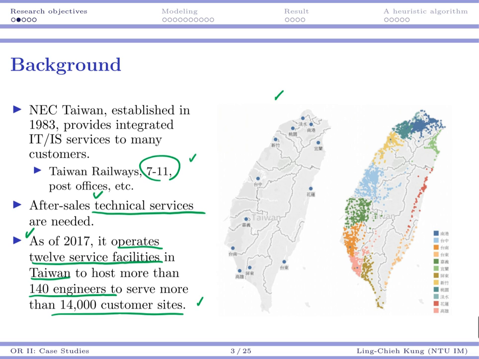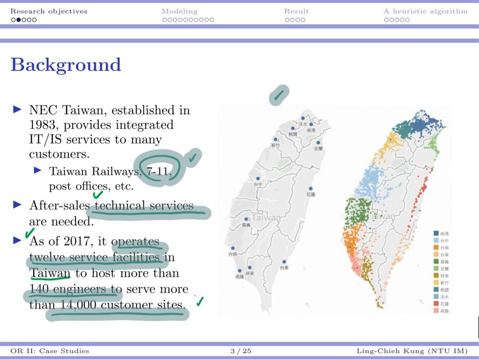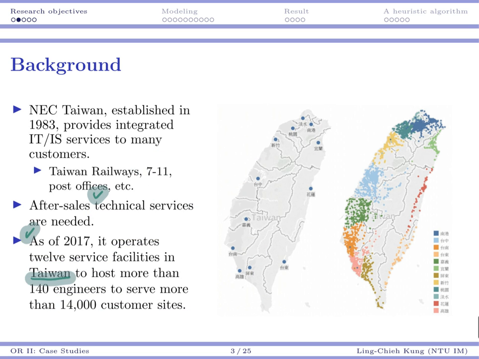You may see the Taiwan map here. If you cannot read Chinese characters, that's fine, because you still know that this is Taipei, this is Taichung, this is Kaohsiung. Or if that does not make any sense for you, that's also fine. This is Taiwan, and around the whole island there are 1, 2, 3, 4, 5, 6, 7, 8, 9, 10, 11, 12 facilities hosted by NEC Taiwan.